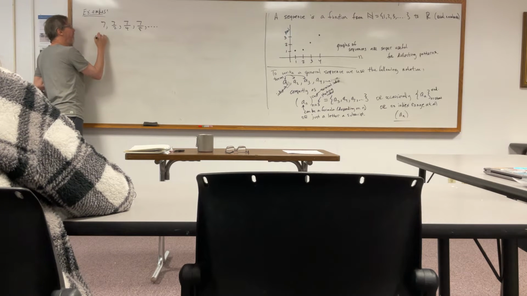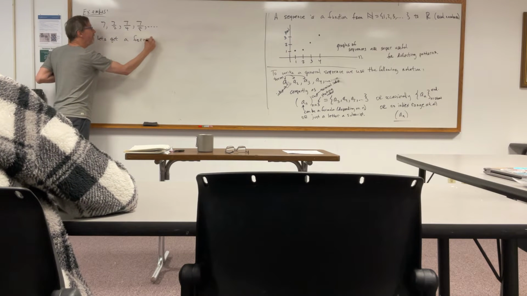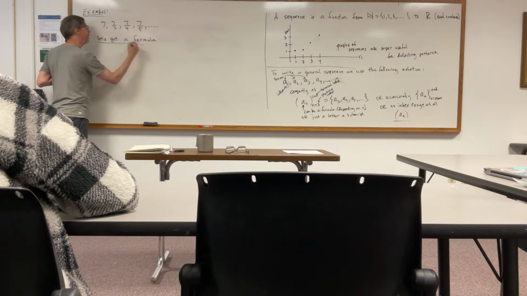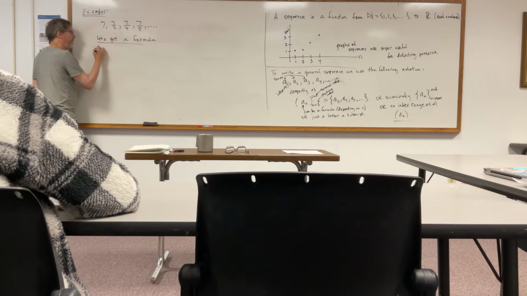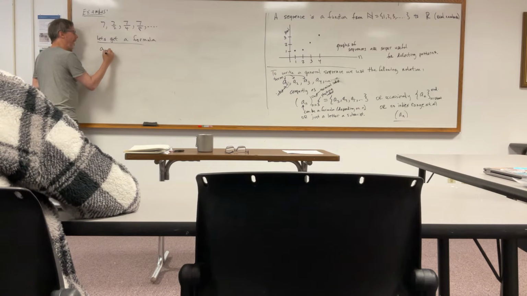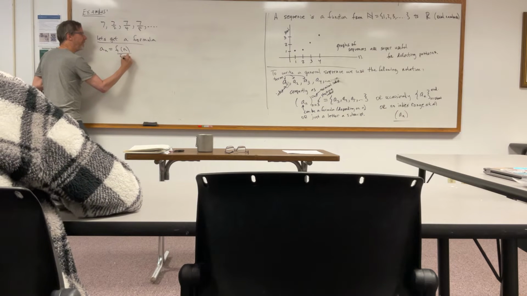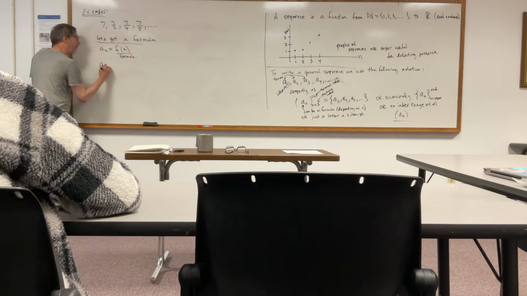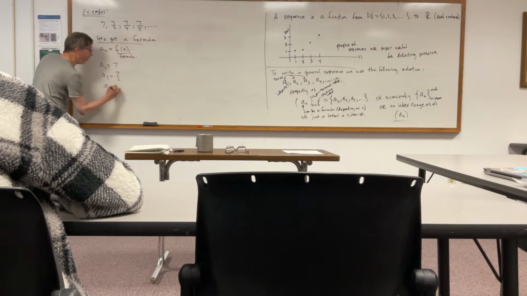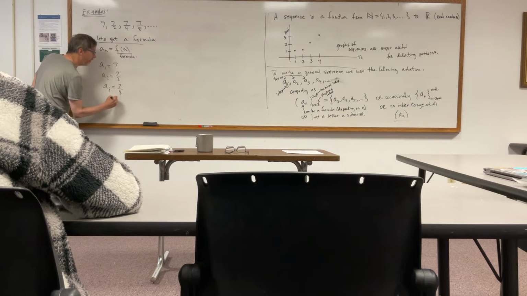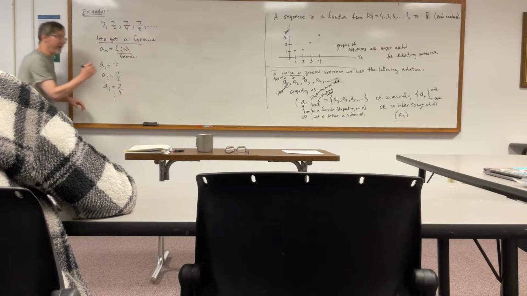So let's get a formula. This is where it becomes challenging. In other words, what do I mean by that? I want to write this as a sequence. I want a sub n in terms of a function of n. So this is the formula that we want. And I want a sub 1 to be 7, a sub 2 to be 7 halves, a sub 3 to be 7 fourths, on down the line. I want the formula for this.